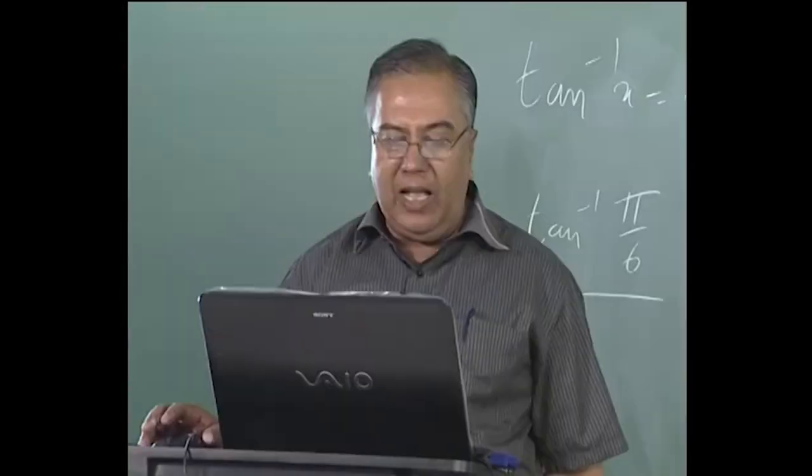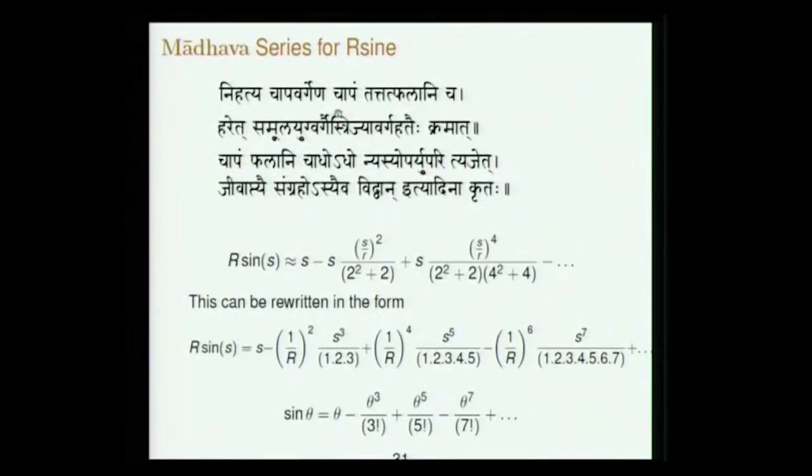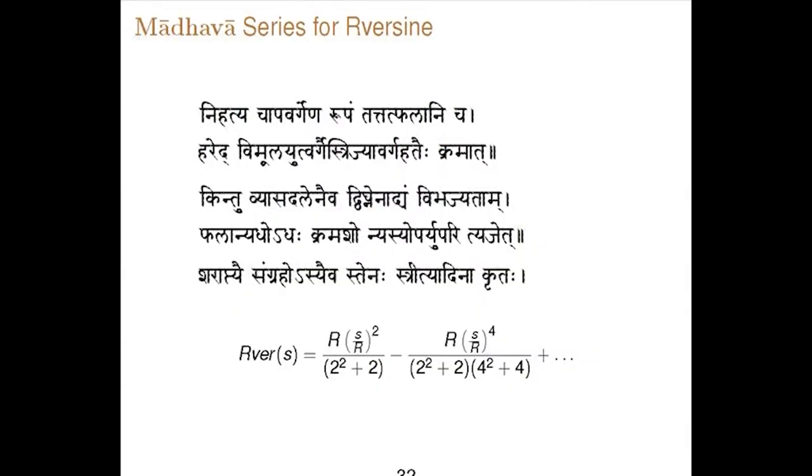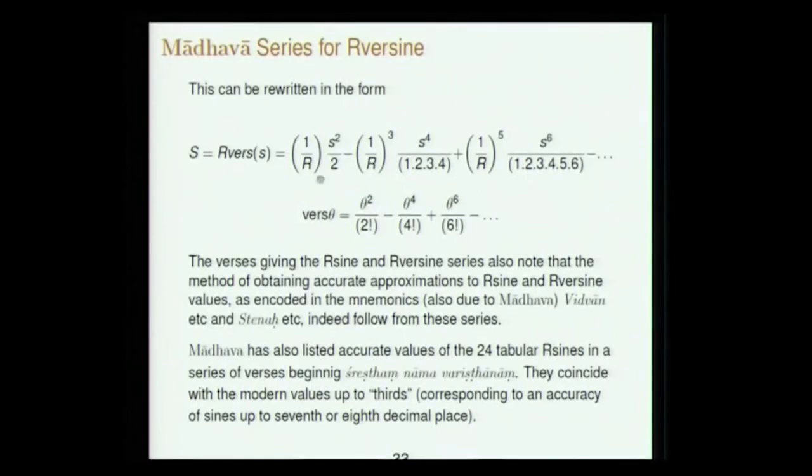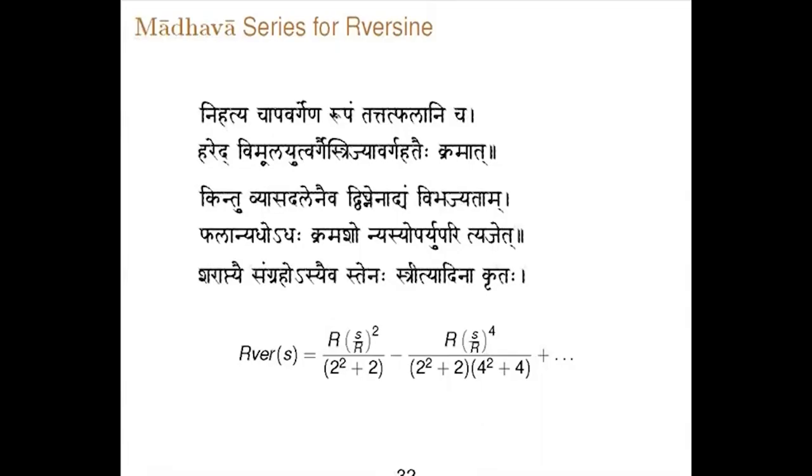Nihatya chapa vargena rupam tatat phalani cha. So, the verse is very symmetric. Nihatya chapa vargena chapam tatat phalani cha. Nihatya chapa vargena rupam tatat phalani cha. Haret vimula yugvargahi trijya vargahate kramat. So, the same kind of thing. And ultimately, that will lead to this series for the Varsain. So, in the end, Madhava says, Sharaptyaihi sangraho asyaiva stena sthrityadina krita.